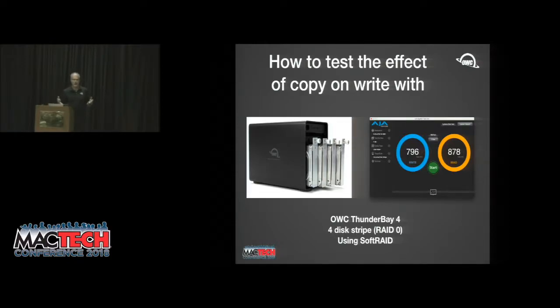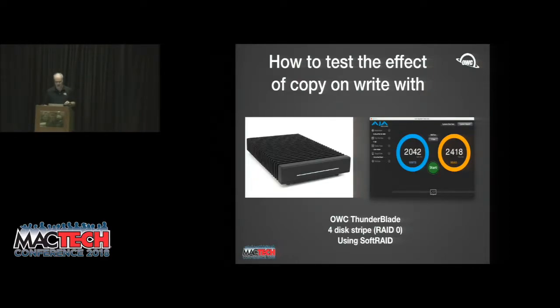As a quick note, I'm not using really slow hardware for these tests. I'm using a 4-drive, this is our Thunderbay product, 4 drives on Thunderbolt 3 as a RAID 0. So we're seeing roughly 800 megabytes a second read and write. For solid state storage, I'm using our Thunderblade product, which is fanless with 4 M.2 blades in it. Again, striped together, we're getting about 2 gigs a second on that.